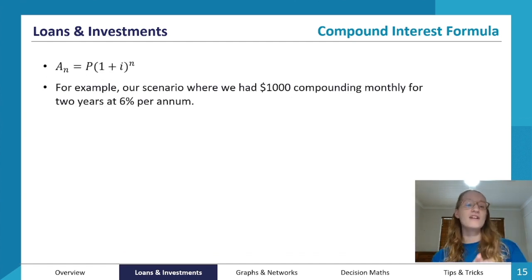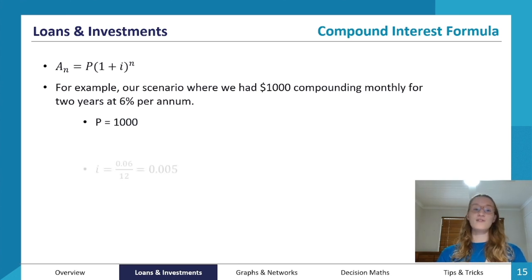So let's do a question to illustrate a little bit further. Let's go back to our scenario where we had $1,000 as our initial value, compounding monthly for 2 years, so 24 compounds total, at 6% per annum. Let's define our variables. P, principal, initial starting value, was $1,000. And I was defined as our decimal rate of interest per annum, which was 6%, so we get 0.06, because we take 6 and divide it by 100, and then we divide it by 12, because that's our number of compounds, so we can see that our I is 0.005.